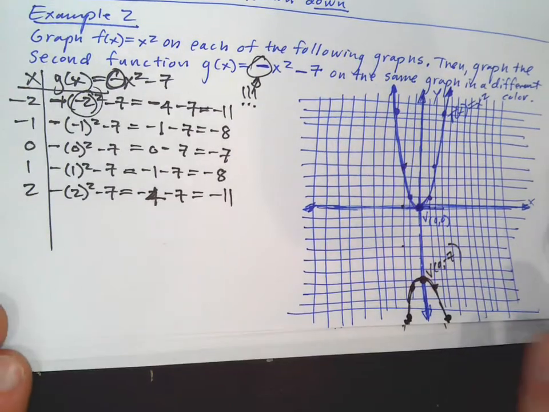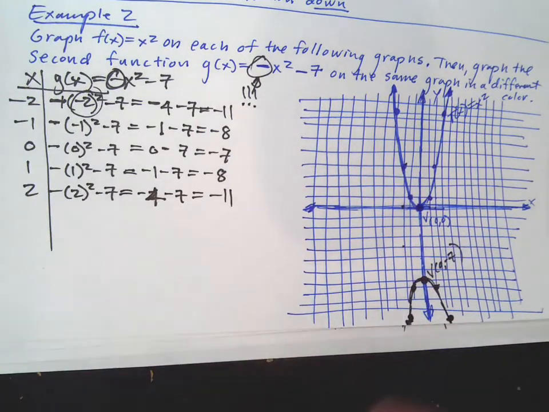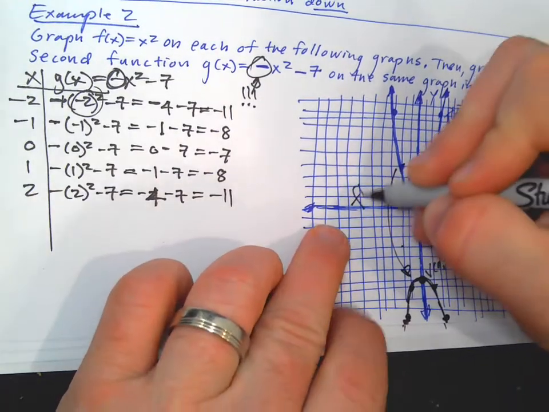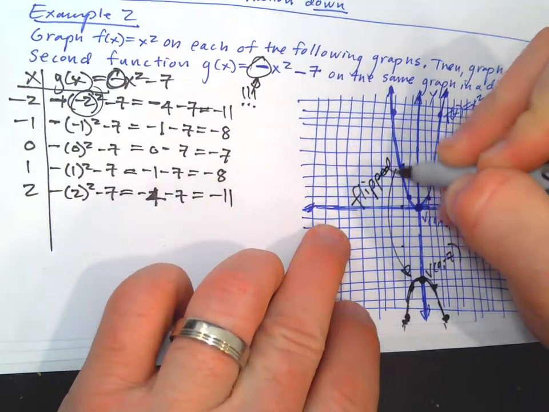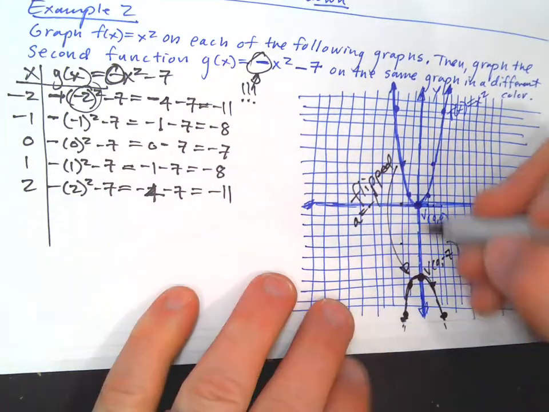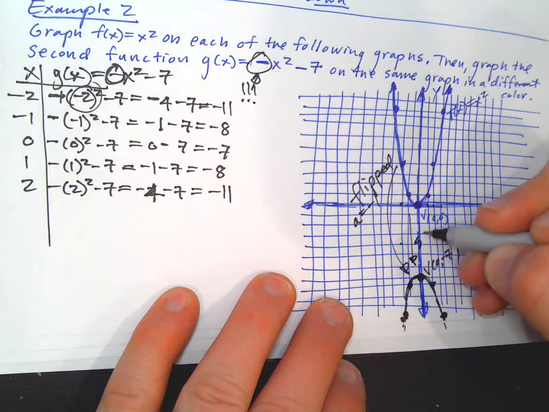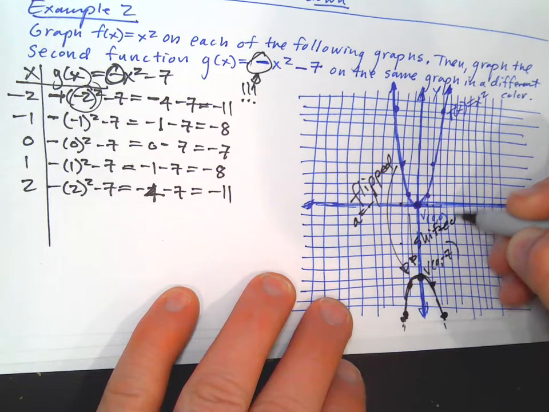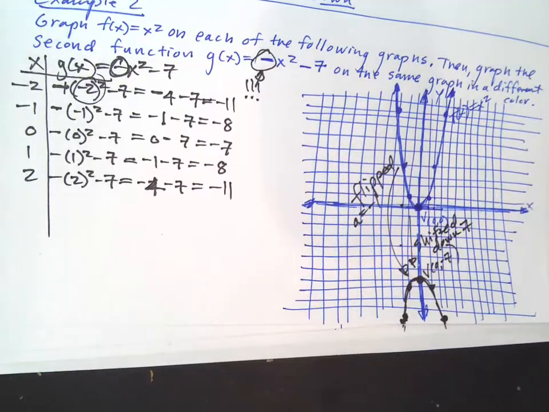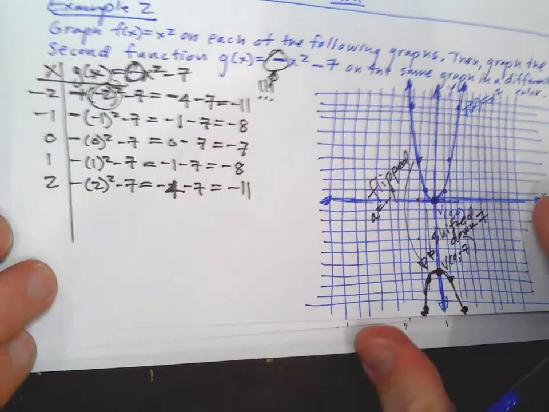So that was a little more complicated. I had a couple changes, but what happened here is that the graph got flipped because the a value equaled -1. Okay, and then it got shifted down 7. So there's 2 changes that happen here. So we're going to put that in words.